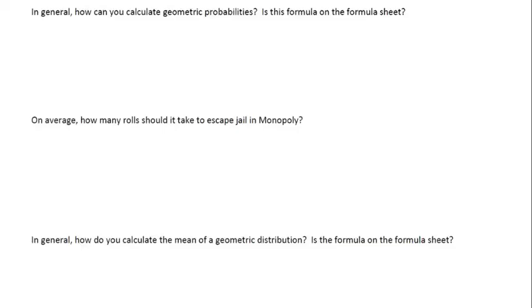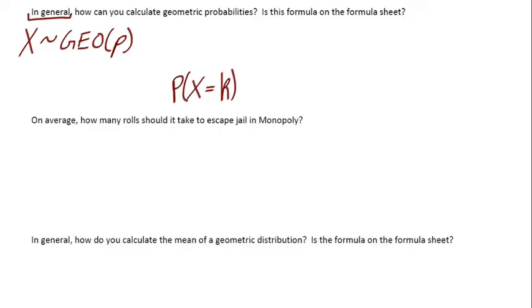So the next part here says, in general, how can you calculate geometric probabilities? So if we have a geometric random variable X, and the probability of success is P, can you give me a general formula about how to calculate geometric probabilities? Well, we can. So what we've done so far, if I said, what's the probability that X equals K, or like the fourth roll, for example?